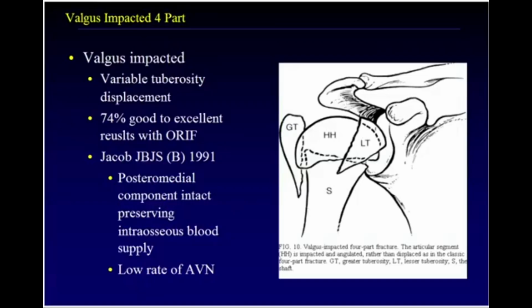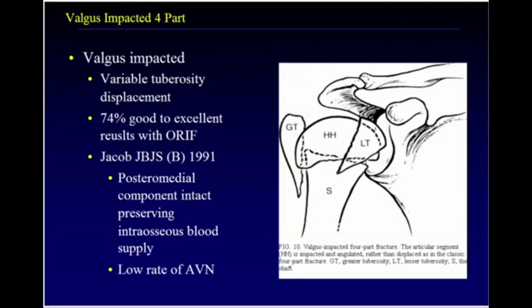What about the valgus impacted 4-part proximal humerus fracture? That's a kind of unique injury. You'll have variable tuberosity displacement, and these typically have good to excellent results with ORIF in the 75% range, so 3 out of 4 of them. What you have with these fractures is basically an impaction injury, where the humeral head is rotated about 90 degrees into valgus because of the impaction of the shaft and the subsequent split of the tuberosities.